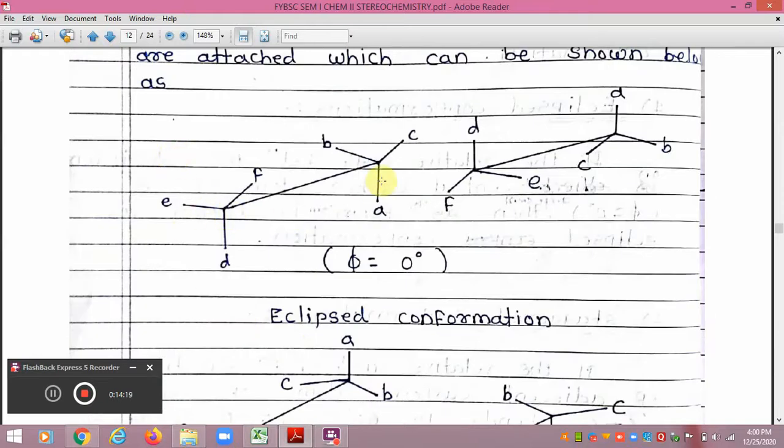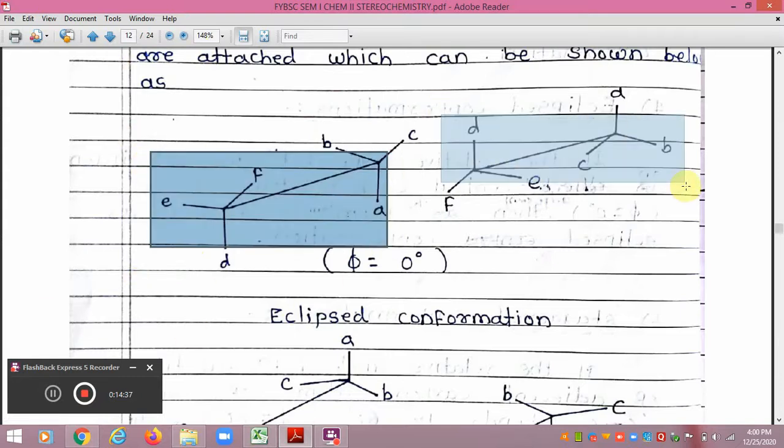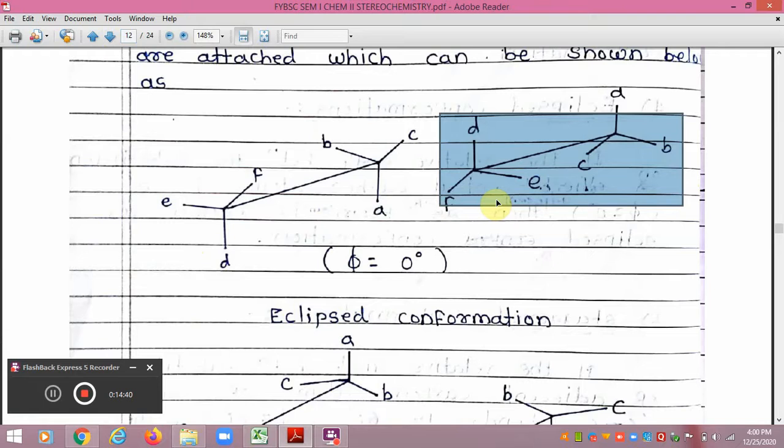So this carbon bond is indicated in a slanting manner, and the end carbons are indicated by the ends of the stick, at which the three bonds or different bonds are attached. This representation is called the Sawhorse representation. It is just like a sawhorse, that's why it is called the Sawhorse representation.